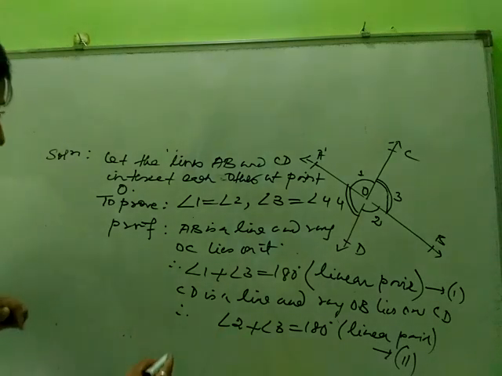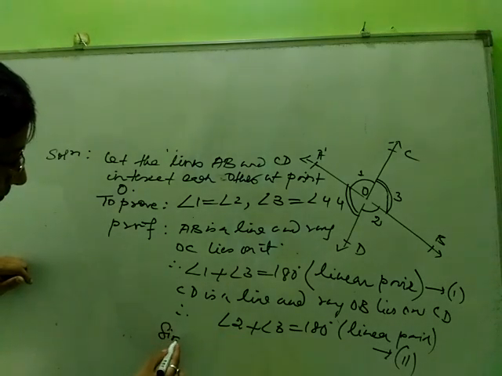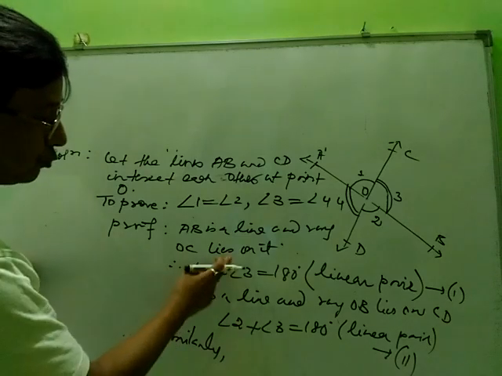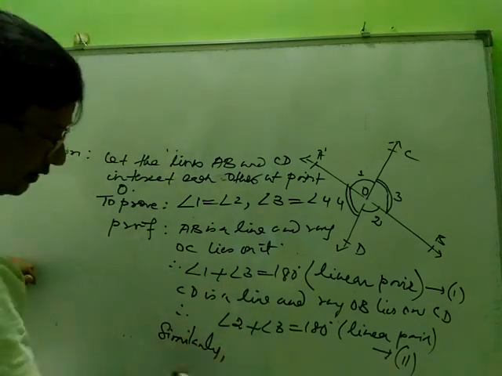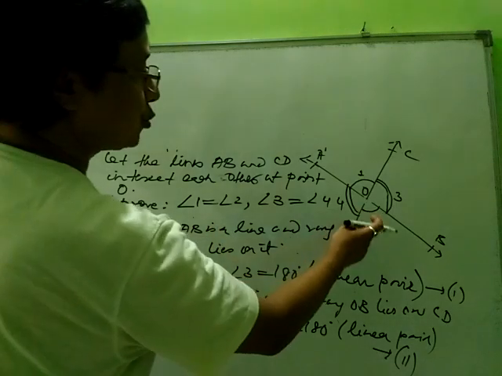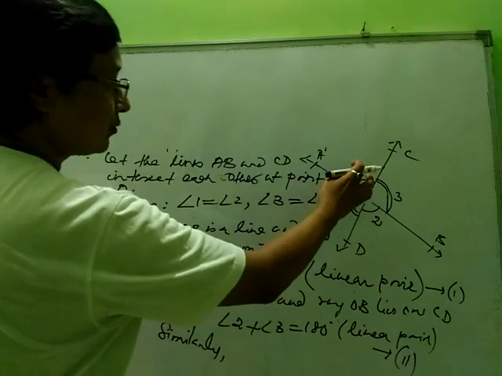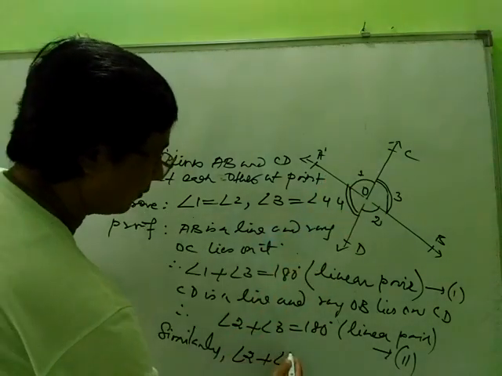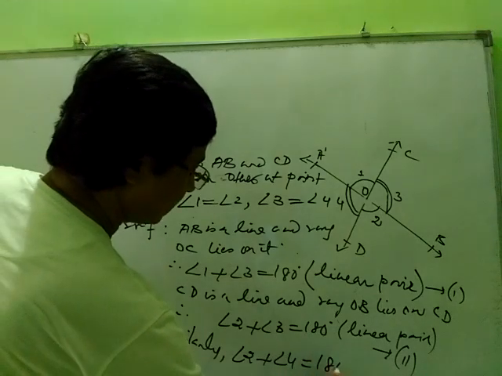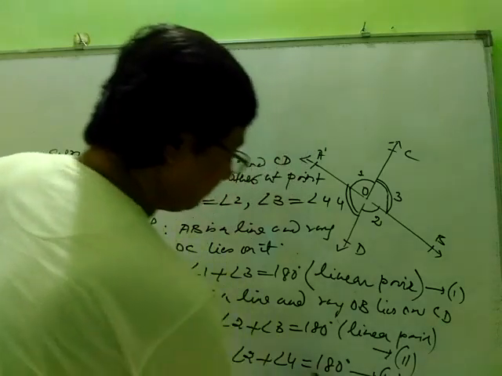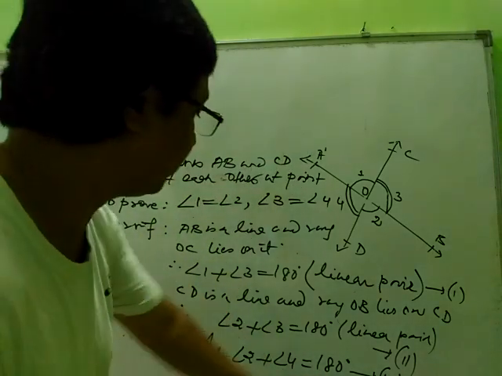Now, you can write similarly. So after just telling the 2 points, the third one you can just use similarly. That means in the same way, you can take say 2 plus 4 or 1 plus 4. So say 2 plus 4 equals 180 degree. So this is equation number 3. For the same reason, linear pair.